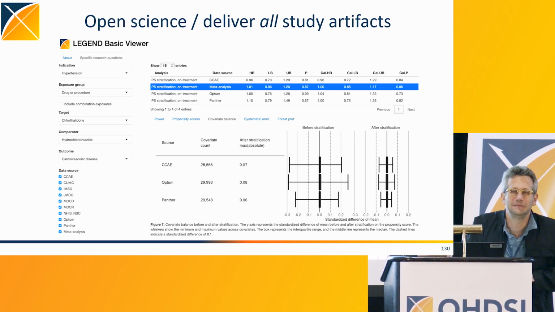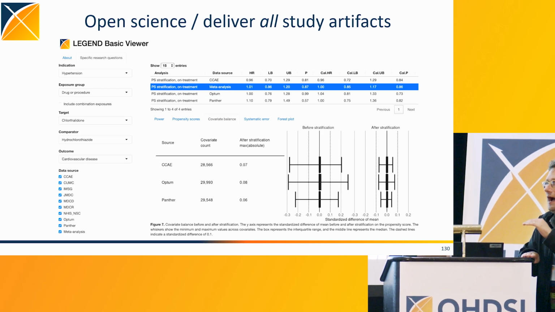Yeah, please. Sir, on the slide, what is covariate? Is it talking about hypertension or chlorothalidone or hydrochlorothiazide, or does it mean something different? What does covariate mean? Oh, it's a very important question. I don't have a good name to describe this.